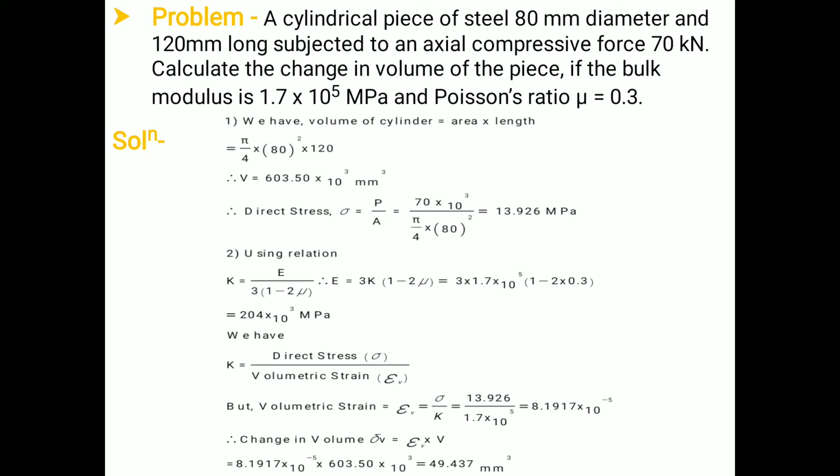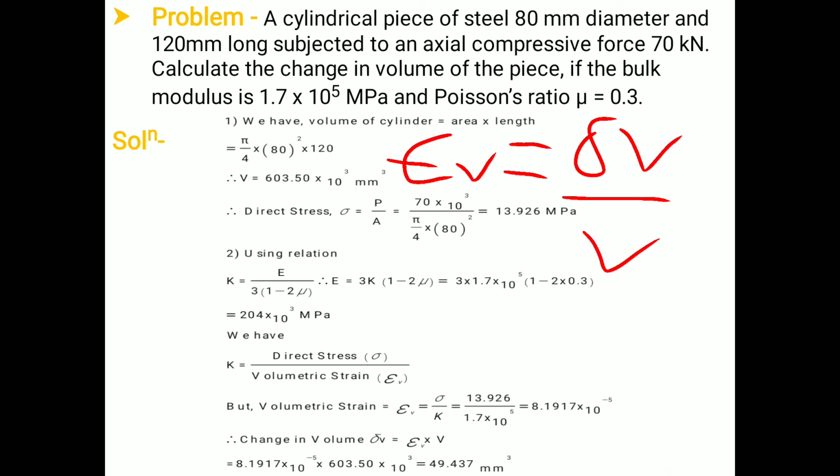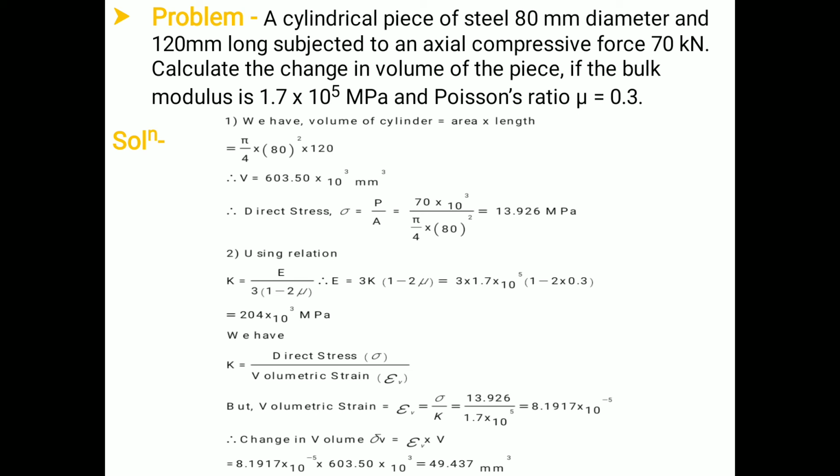Now all of you know that we are going to use this formula: epsilon V, the volumetric strain, is equal to change in volume upon original volume. This formula we are going to use to find the value of change in volume, means delta V, from the given data. Now how to find this value? We will proceed in this manner. The diameter of the bar is given in the numerical, and also the length of the bar is given.